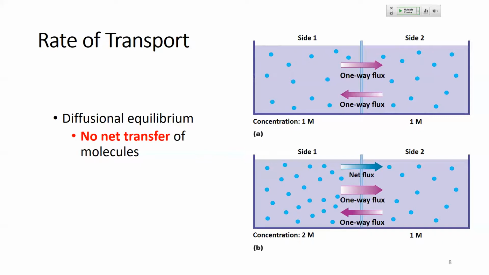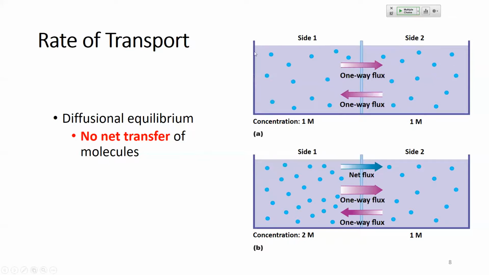Now bear in mind we're understanding that this membrane is permeable to the molecules in question. But at diffusional equilibrium, although there is still movement, there is no net transfer. What do I mean by net transfer? I mean that one side or the other does not accumulate more particles than the other side. So there's still movement happening across this membrane, but neither side will accumulate an excess of molecules.